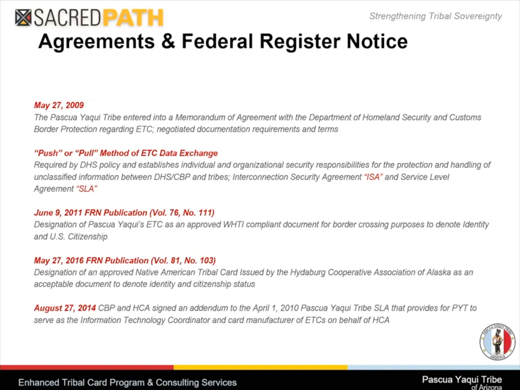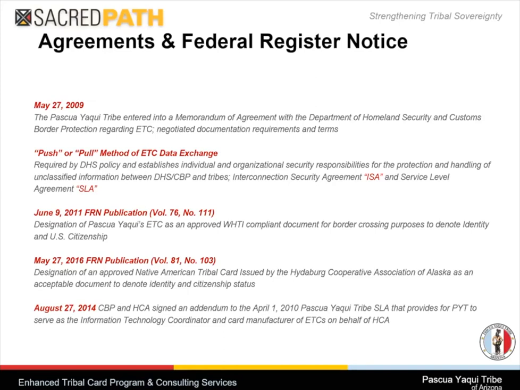The pull model varies and is a little bit different. So when a member presents an ETC card at a port of entry, what happens is DHS will have to ping a request back to the tribe to verify the identity of that member. But that requires 24/7 access monitoring from your tribe, along with continued IT support to answer those ping requests at unknown times of day and crossings.